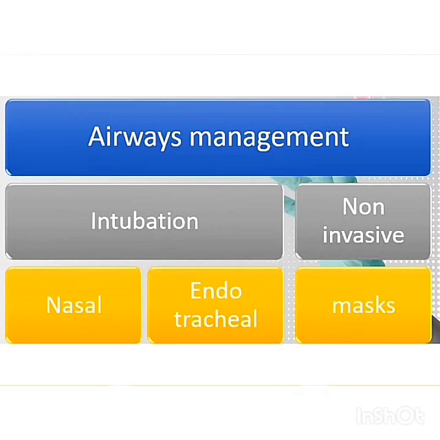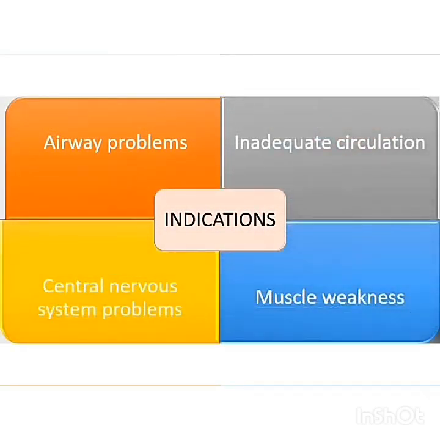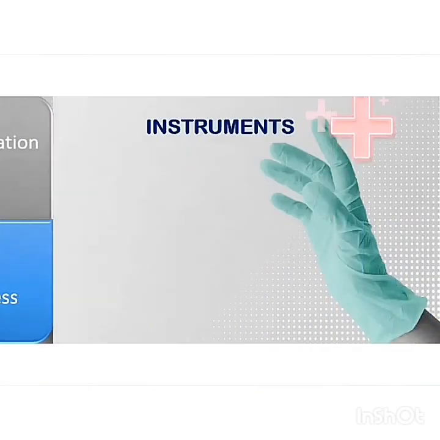Intubation is a process where a healthcare provider inserts a tube into a person's mouth or nose, then down into the trachea. The tube keeps the trachea open for air passing. Insertion of the tube through the nose is called nasal intubation, while insertion through the mouth is called endotracheal intubation. Indications of intubation are airway problem, inadequate circulation, central nervous system problem, and muscle weakness.